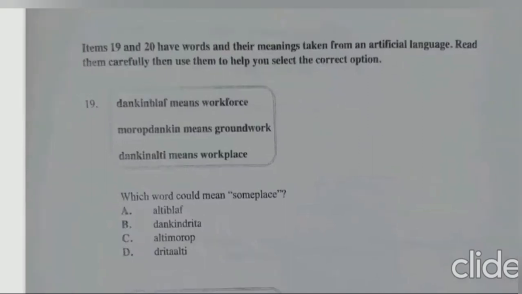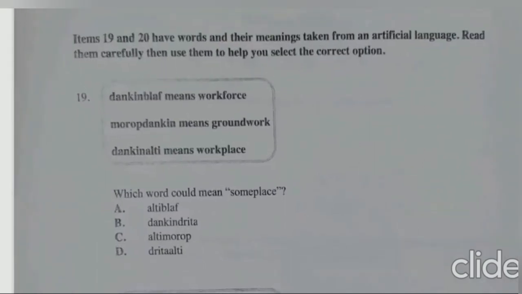All right. Items 19 and 20 have words and their meanings taken from an artificial language. Read them carefully, then use them to help you select the correct option. So we have this word. I'm just going to pretend it's a real word. So we have Dankin Bluff, and it means workforce. We have Morup Dankin means groundwork. We have Dankinalti, means workplace.